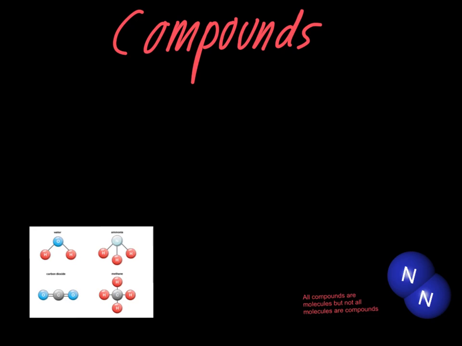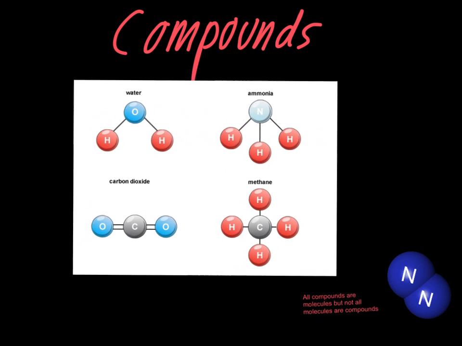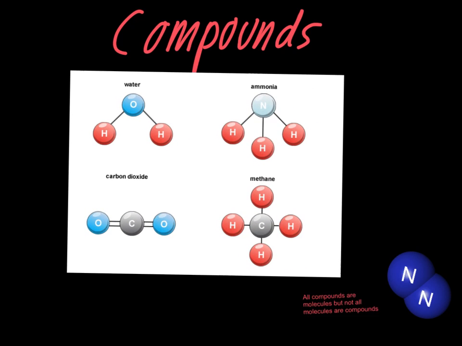So compounds are where things begin to get a little bit more complicated. The definition for a compound is just a pure substance formed when 2 or more different elements combined. To give you some examples of some compounds, we now have 2 or more different elements here. For example, water is a compound. Water is composed of oxygen and 2 hydrogens.